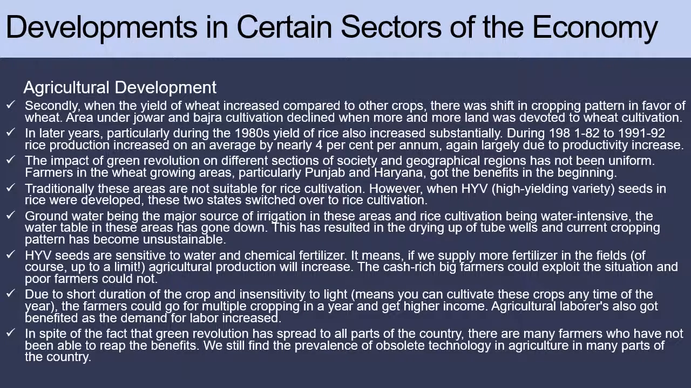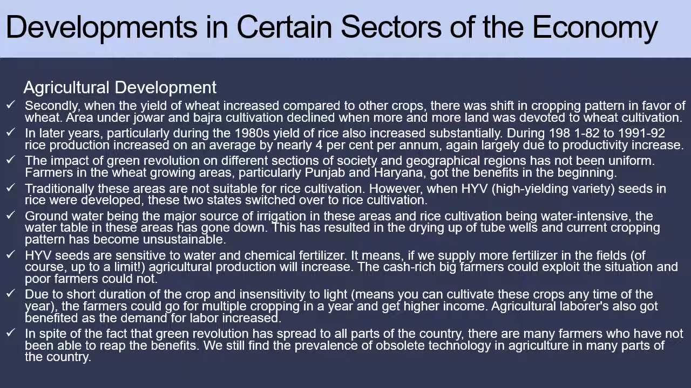However, when high-yielding variety seeds and rice were developed, these two states switched over to rice cultivation. Groundwater being the major source of irrigation in these areas and rice cultivation being water-intensive, the water table in these areas has gone down. This has resulted in the drying up of tube wells, and the current cropping pattern has become unsustainable.